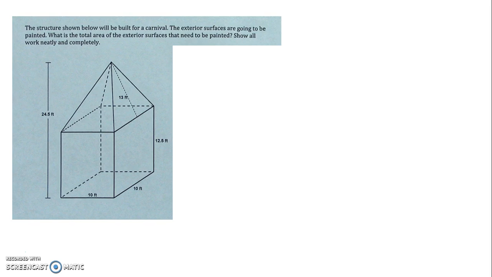Show your work. Okay, so first of all, this is made for a carnival. It's going to be built on the ground. You don't have to find the area of the base. And on the last example, I still made you find the area of the base. But this I can see in this word problem, if it's a 10 foot by 10 foot, this is a bigger structure.